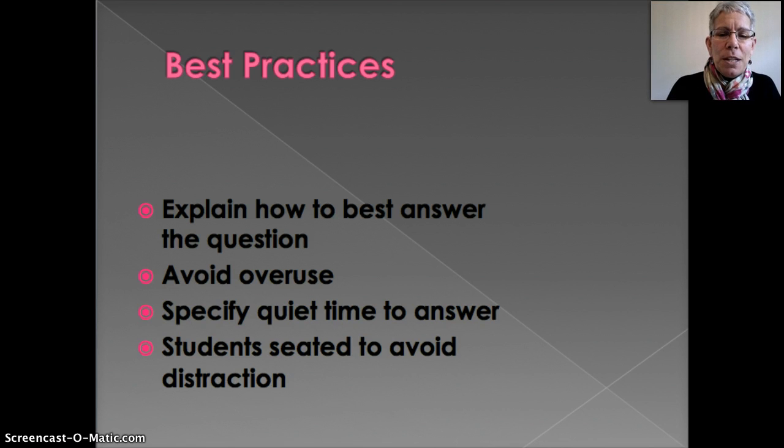Avoid overuse with the muddiest point, since the focus is on the negative aspect of what was not understood. Specify a quiet time when students are trying to answer the question, and have students remain seated until everyone's finished to avoid distraction.